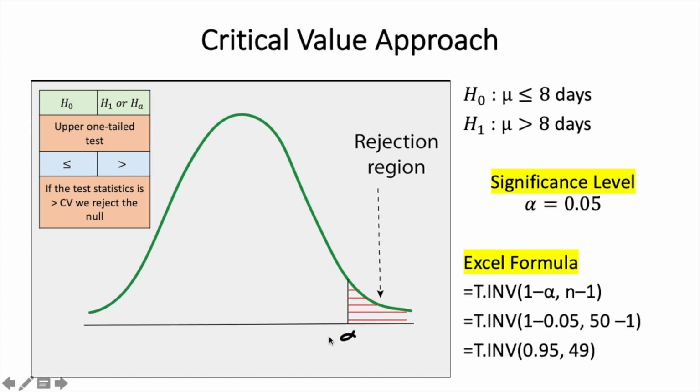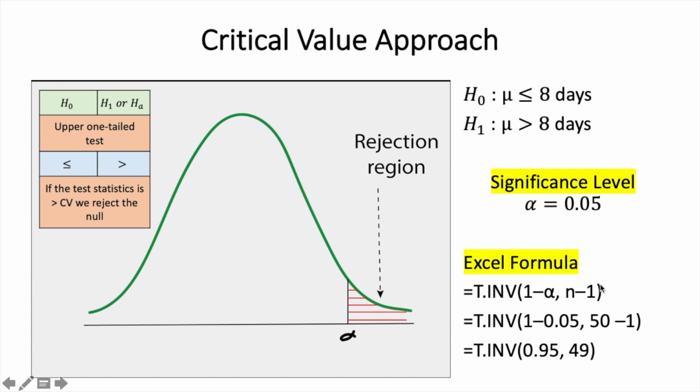To find the critical value, we have already fixed the significance level, alpha equals 0.05. So how do we find the critical value? We can use an Excel formula. This is the Excel formula, T.INV, bracket 1 minus alpha, comma, n minus 1. The n minus 1 here is the degree of freedom.